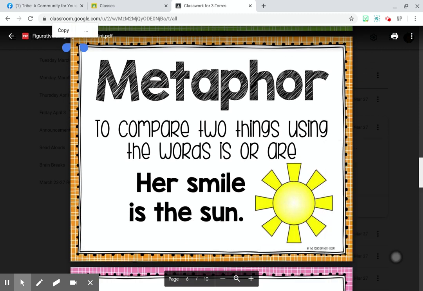We know this one, metaphor. A metaphor is when you use a comparison for two things using the words is or are. Or in other words, you're comparing something by saying it is something else. Her smile is the sun. Is her smile literally the sun? No. But they're saying her smile is bright. So it's like the sun.